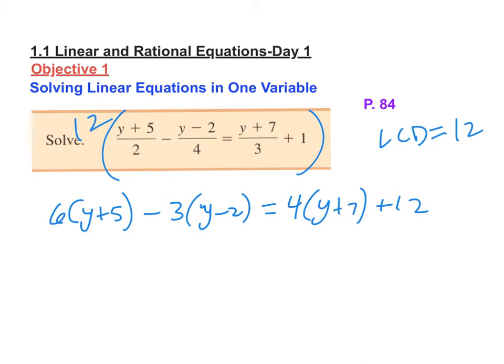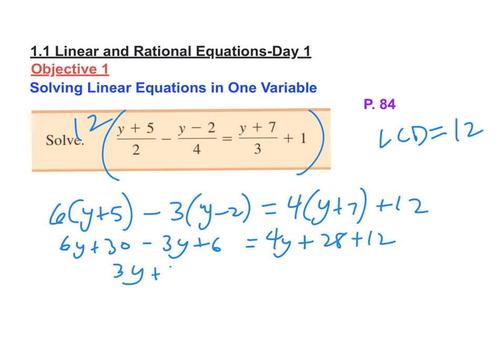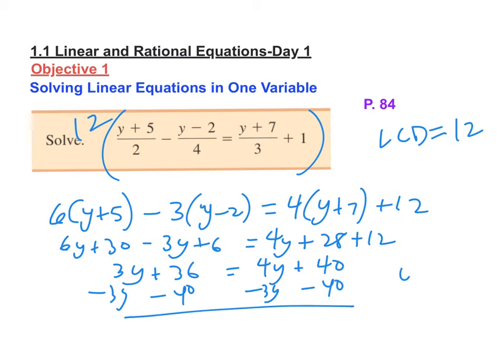So when I distribute, I get 6y plus 30 minus 3y plus 6 equals 4y plus 28 plus 12. So this gives me 3y plus 36 equals 4y plus 40. Subtract the 3y, subtract the 40. Y does equal negative 4.